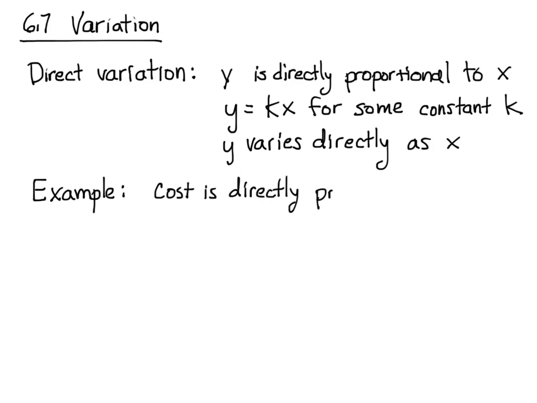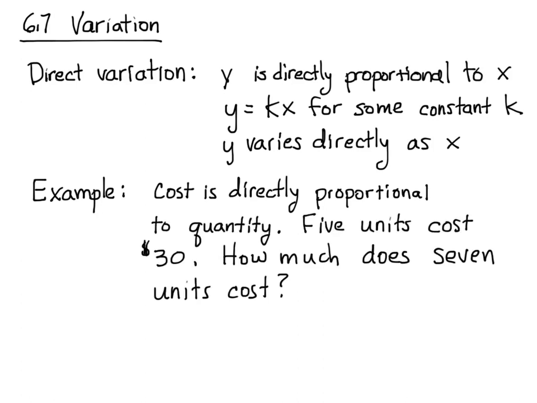Okay, so an example is cost. Cost is directly proportional to quantity. Now, an example of this would be 5 units cost $30. How much does 7 units cost? Well, if you're just doing this informally, 5 units cost $30. That means they're $6 apiece, and so 7 of them will cost $42. That's one way to do it.